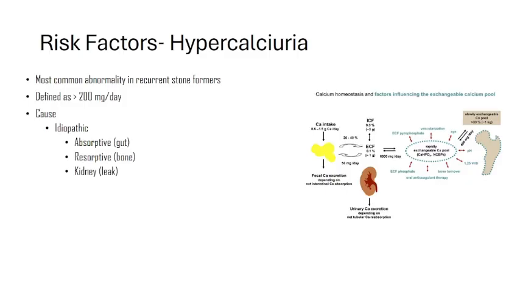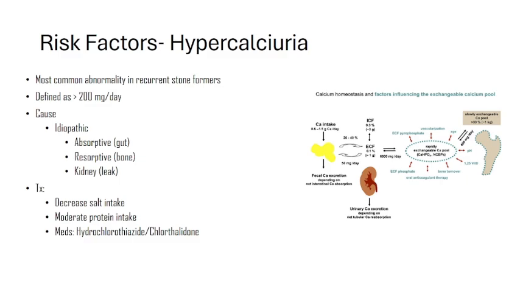So high calcium in the urine is thought to be caused by one or more of the following. The gut absorbs too much calcium from the diet. Bones resorb too much calcium into the body and then into the urine, or the kidneys leak calcium into the urine. So any one of these factors, in combination or isolation, can cause hypercalciuria.